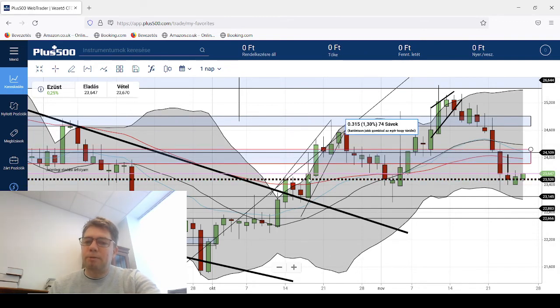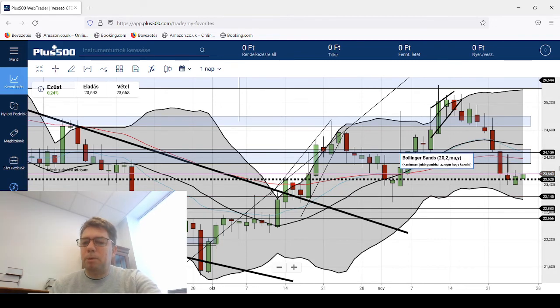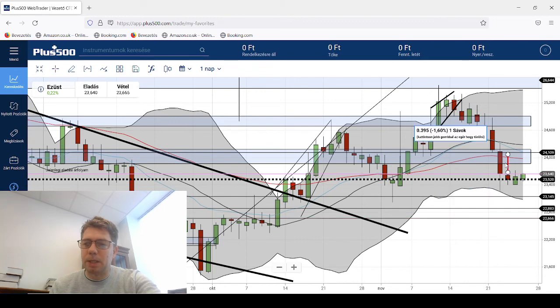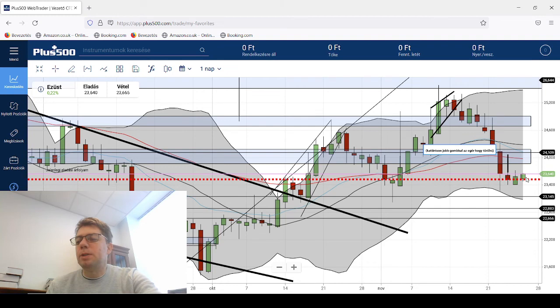I have fears that on the daily we might be working on a head and shoulder pattern. In this case, we will only get back to around 24.6 and then pull back. And if we pull back and break down this neckline, then yeah, we will have a further fall to the downside. We need to wait and see how this develops right now, because we are above this support level.